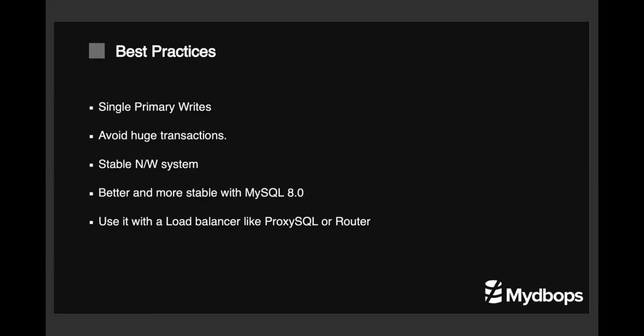So avoid having huge transactions, because as we mentioned earlier, transaction ordering should be maintained. When there is a huge transaction, the upcoming transactions have to wait until this transaction is certified and passed through. And a stable network, of course, matters a lot.